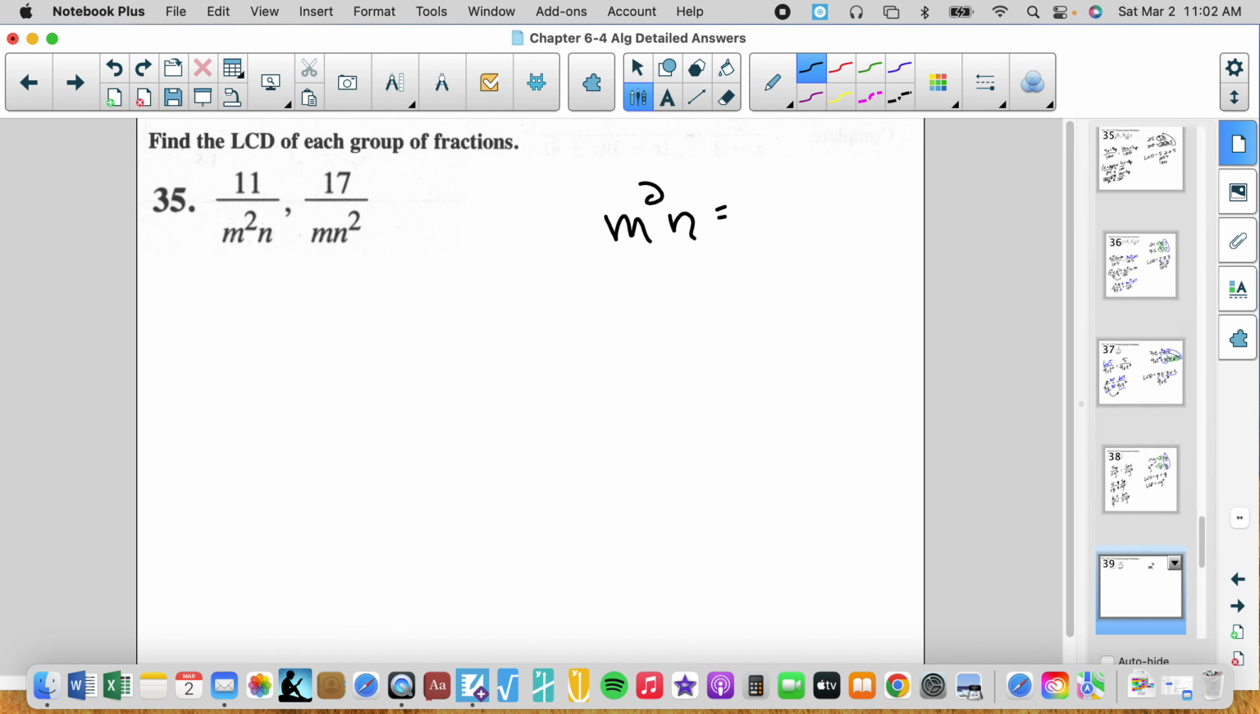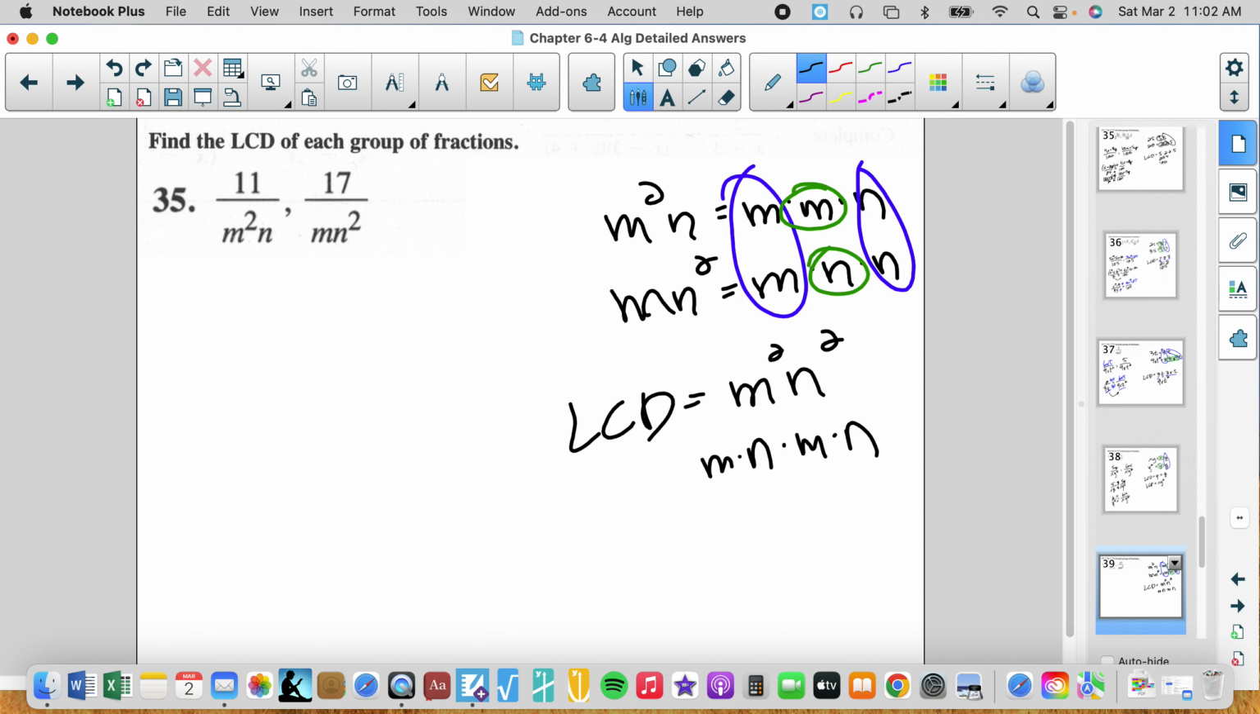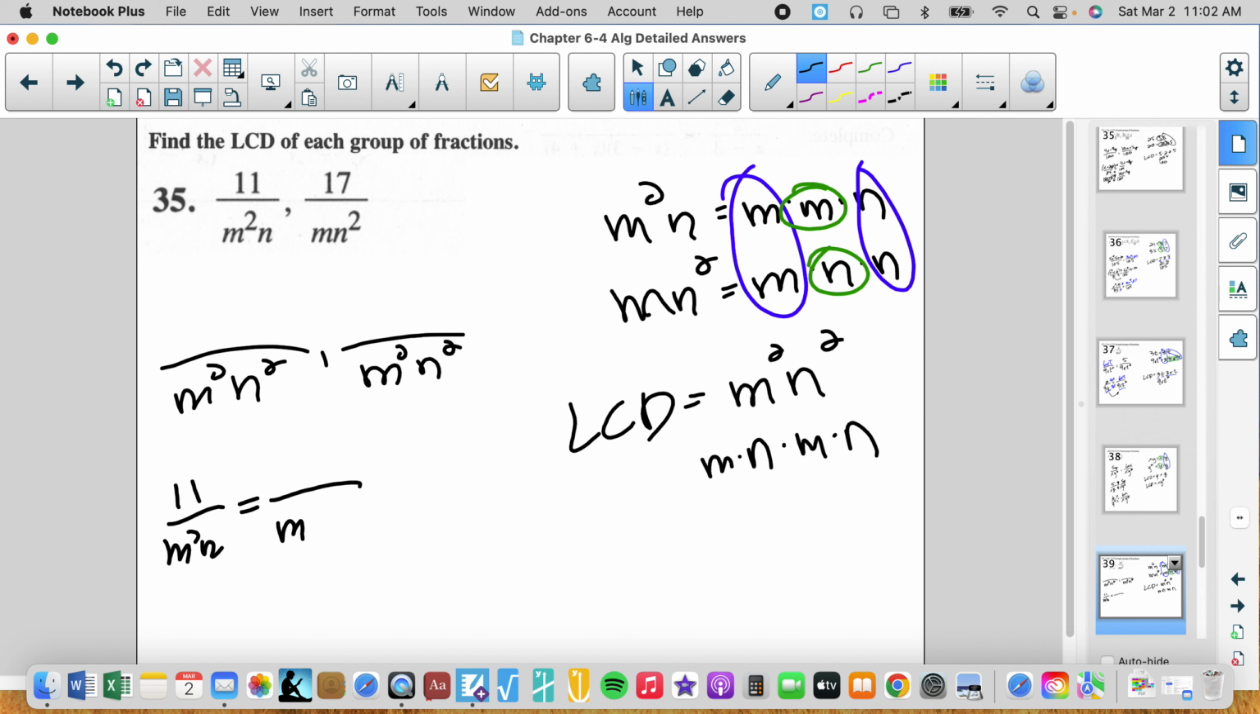m squared n is m times n times n. m n squared, m n n. They have an n in common, an m in common, and the m and n are left over. So LCD equals m squared n squared. Right? m, n is what they have in common, m, n as leftovers. So that's m squared n squared, and we have 11 over m squared n equals what over m squared n squared?